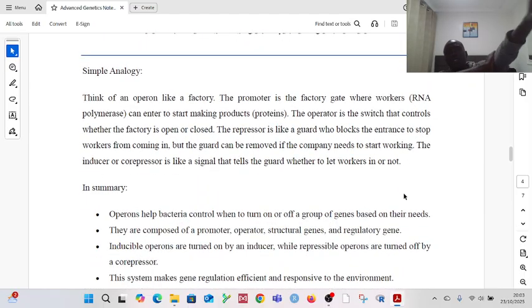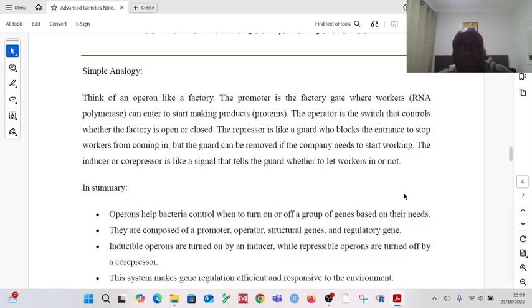So think of an operon like a factory, and the promoter is the factory gate where the workers can enter to start making products. In this case, the workers can be the RNA polymerase. Then think of the operator as the switch that controls whether the factory is open or closed.